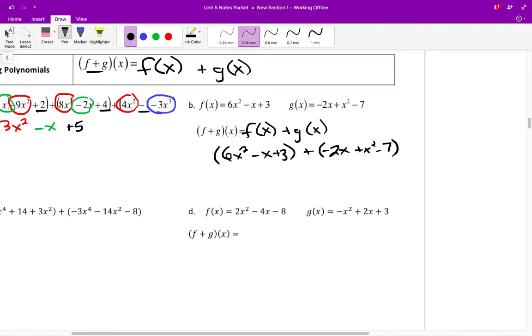So now, let's look for some common terms. We've got x squared as our highest degree, so you've got a 6x squared here, a plus x squared here. 6x squared plus 1x squared is a 7x squared. Next, let's look for our linear terms. You've got a negative x and a negative 2x. Those would combine to be a negative 3x. And then lastly, you've got a positive 3 and a negative 7. Those would combine to get you a negative 4.